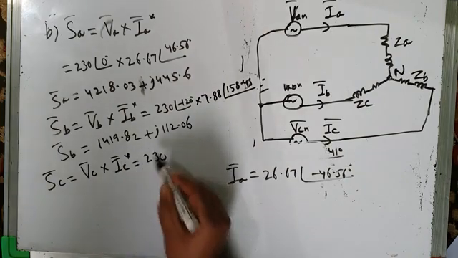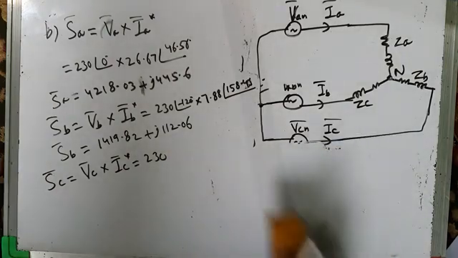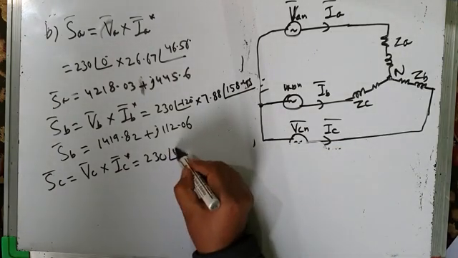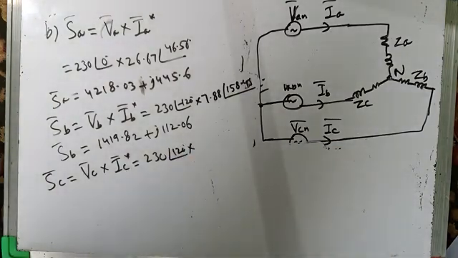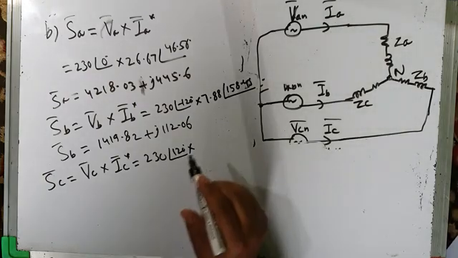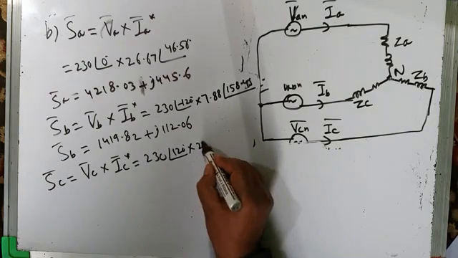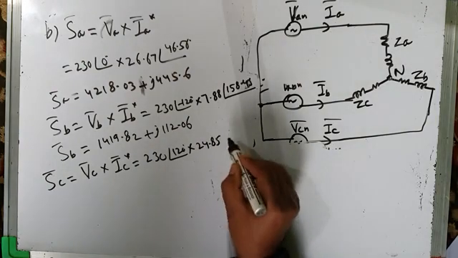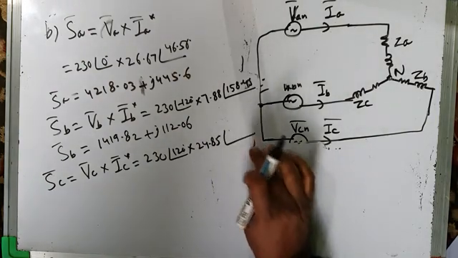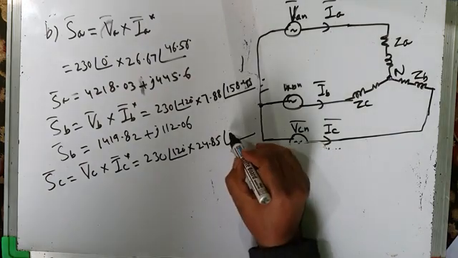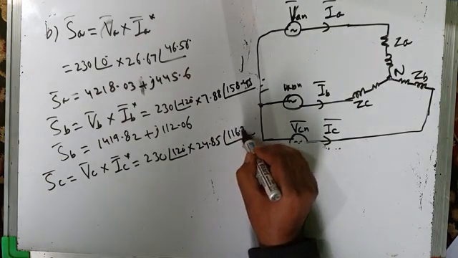VC is 230 at an angle of plus 120 degrees into IC. How much is IC? IC, as per my calculation, I have already calculated, IC is 24.85 amps at an angle of, there it was plus 116.3, complex conjugate से plus हो जाएगा 116.3 degrees.